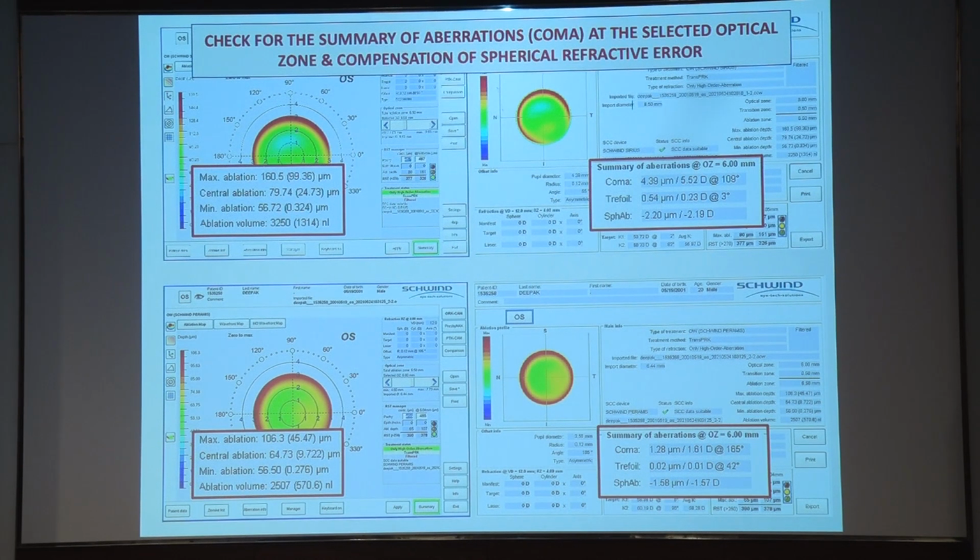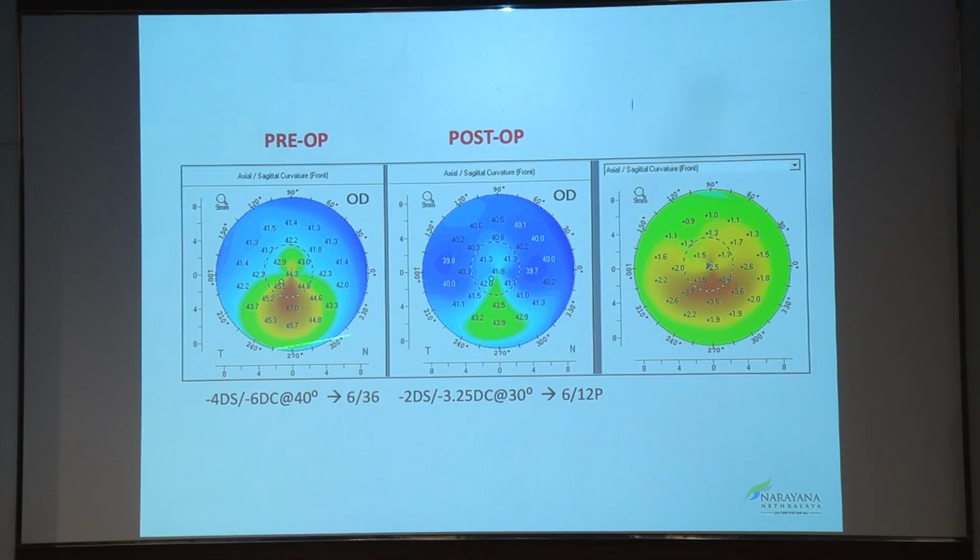Then this is what you get. Your refractive error is not exciting as you see in LASIK, but the quality of vision completely changes because it would have changed a lot of coma out here.